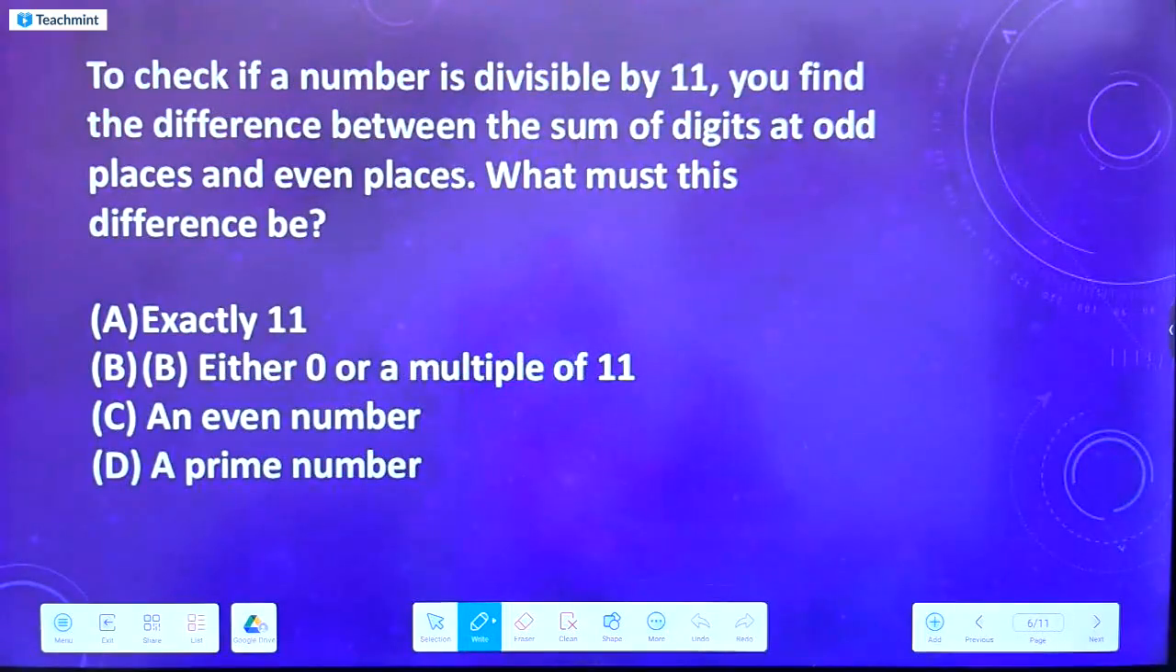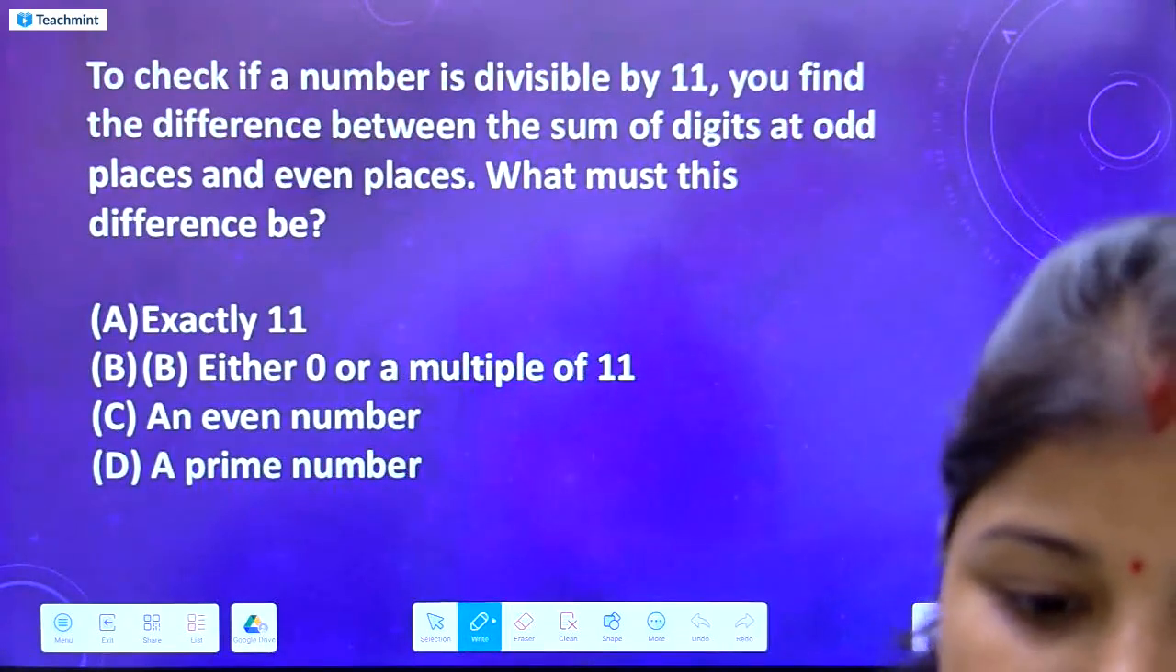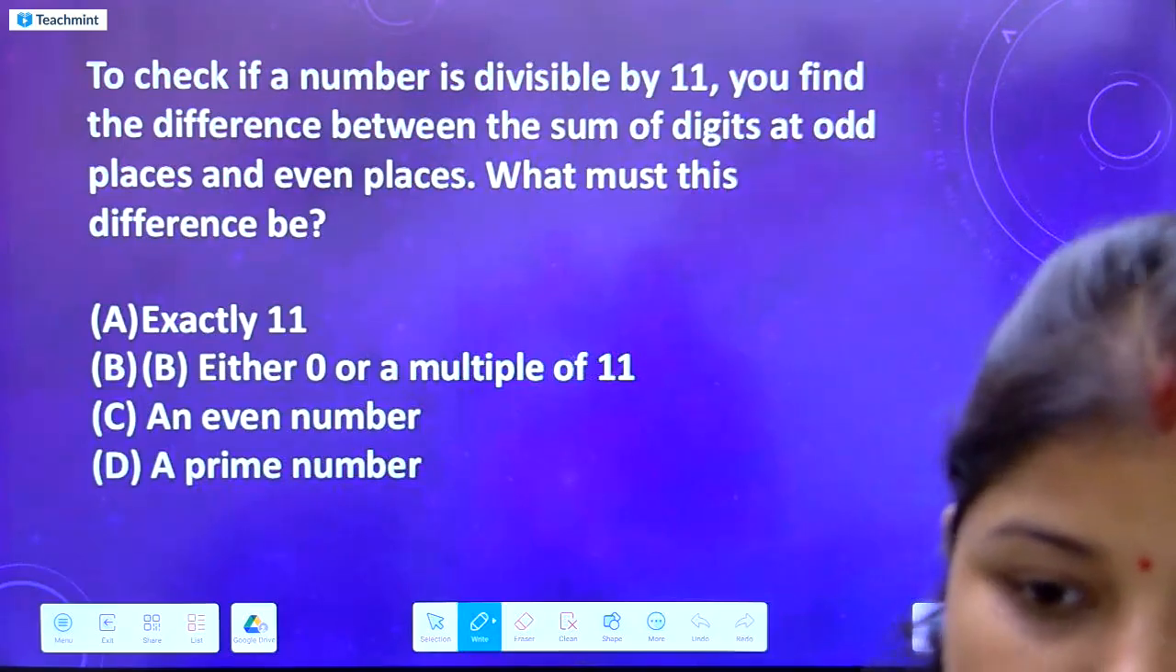Okay, very smart, beta. 10 of you have given me the correct answer. Very smart. Arjun, Pranav, and Tane, first three to answer me. Very smart, dear, very smart.